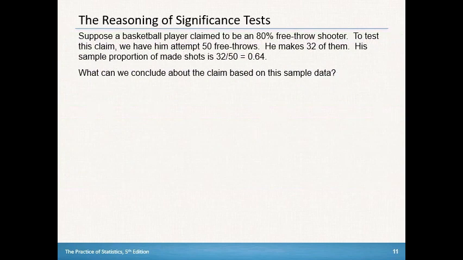All right, so going back to our basketball example, suppose a basketball player claims to be an 80% free throw shooter. To test this claim, we have him attempt 50 free throws, and let's say that he makes 32 of them. His sample proportion would be 32 over 50, or 64%. So what can we conclude from our sample data? Our sample data is that p hat is 64%. He claims that his true proportion is 80%.